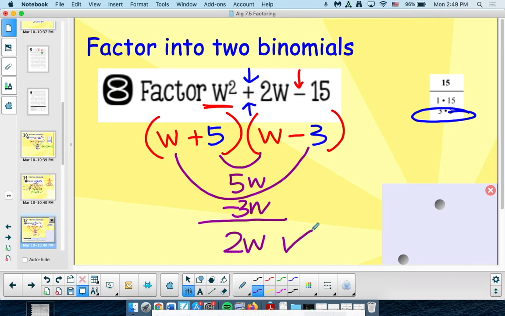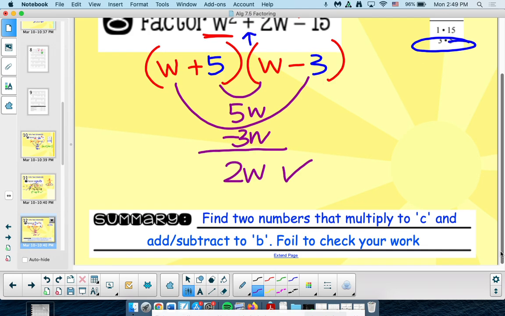Perfect. Okay, and here, you guys can put in your summary. So find the two numbers that multiply to C, which is that last value, and subtract or add to the B, the middle value. And most importantly, you can always check your work by foiling. On the very back of your flip book, why don't you do a few of these examples real quick? And then I'll go over, but I just want to make sure we're on the same page, okay?